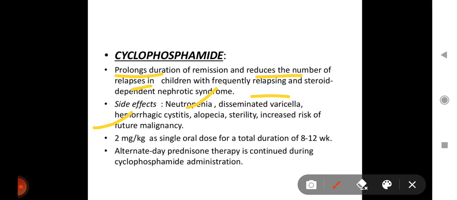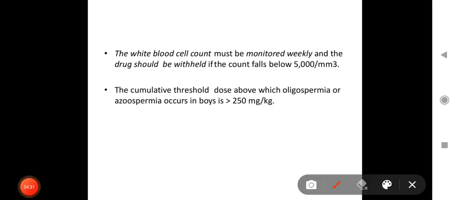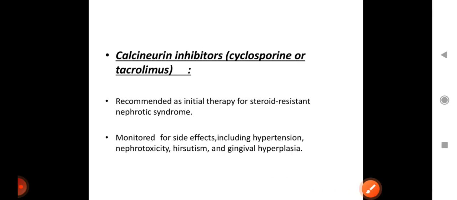2 mg per kg as a single dose, for a total duration of 8 to 12 weeks, is to be given. And alternate day prednisolone is continued during cyclophosphamide administration. White blood cell count should be monitored for neutropenia, and the drug should be withheld if the count falls below 5000. The cumulative threshold above which oligospermia or azoospermia occurs in boys is more than 250 mg per kg.